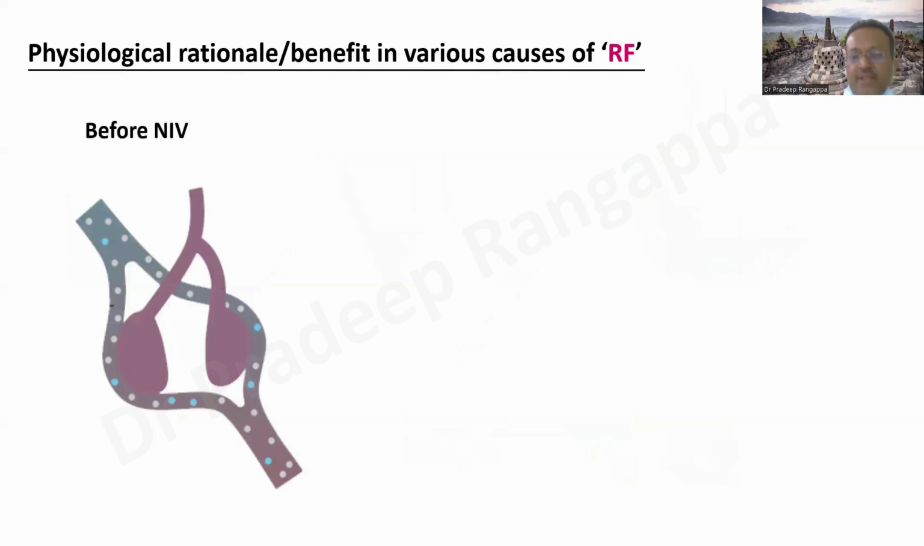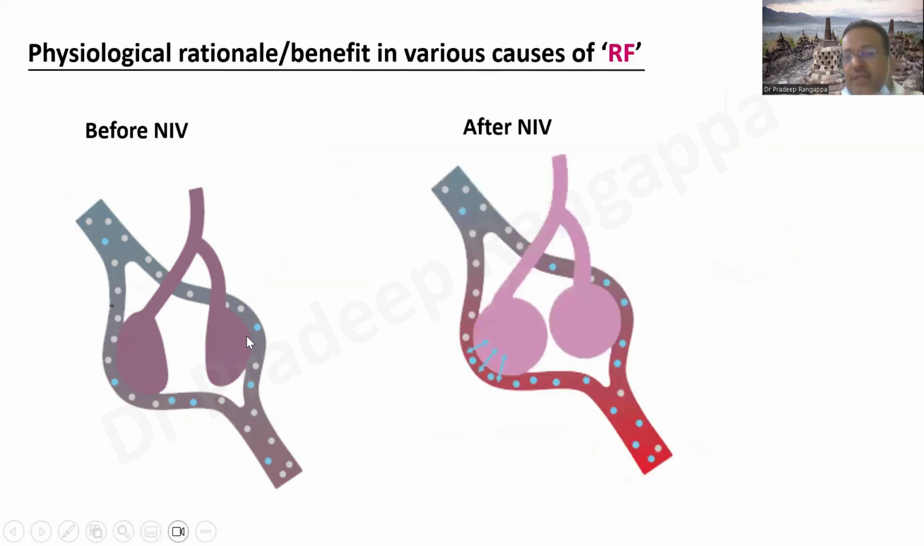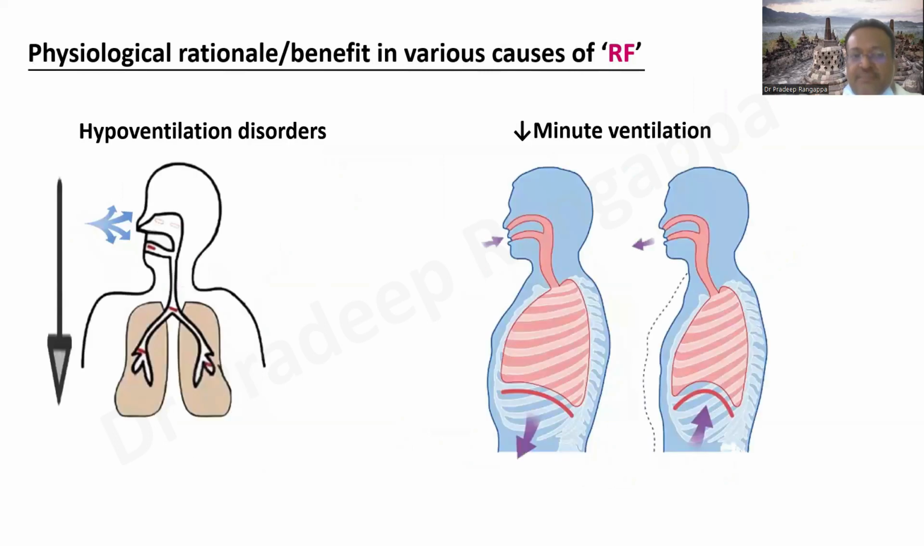perfusion mismatch. So just to show you pictorially, before NIV, you would see the alveoli collapsed. Post NIV, you will have these alveoli which are well recruited, well optimized, and you see good ventilation perfusion matching happens. So there is improvement in the ventilation perfusion ratio, and all in all, it improves the oxygenation.